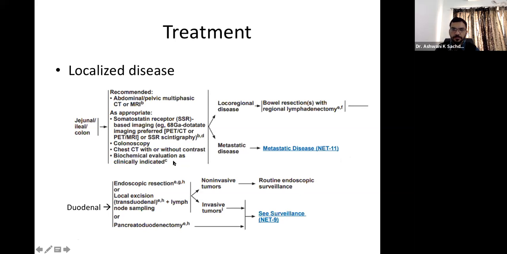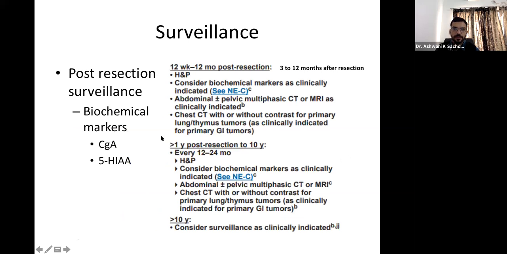And after initial treatment, surveillance is done for the initial 3 to 12 months, every 3 months. Consider biomarker levels as clinically indicated, or abdominal and pelvic CT/MRI, and chest CT as clinically indicated for GI tumors, but for lung and thymus tumors it is recommended. The biochemical markers used are chromogranin A and 5-HIAA, hydroxyindole acetic acid, which are the most commonly used biomarkers.